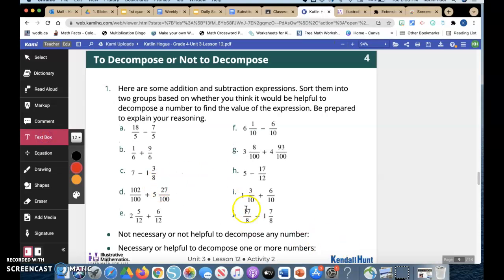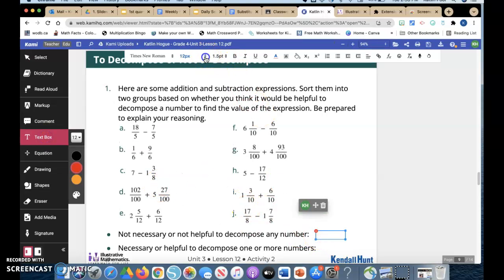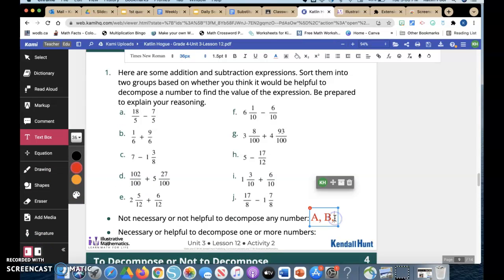I saw y'all working super hard. Good discussions, guys. So, check with Miss Hogue. It is not necessary to decompose A. You can subtract 18 minus 7. It is not necessary to decompose B. You can add 1 plus 9. Let's see. It's also not necessary to decompose E, not 3E, or I.